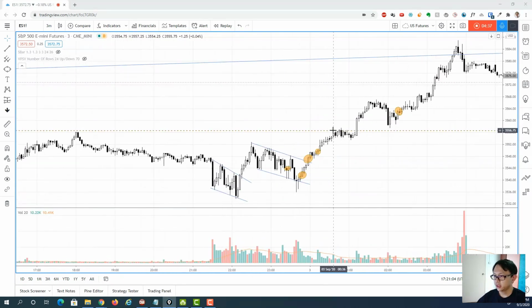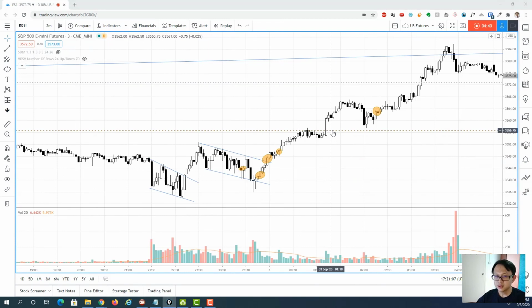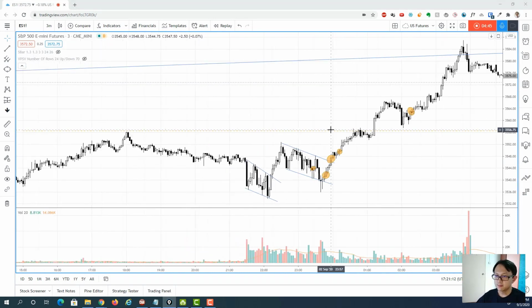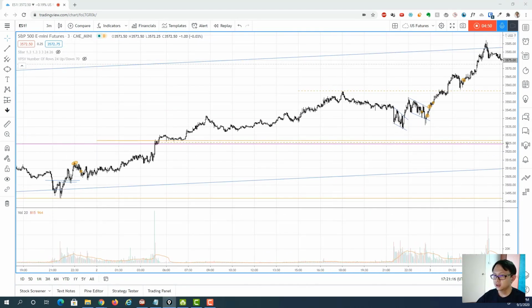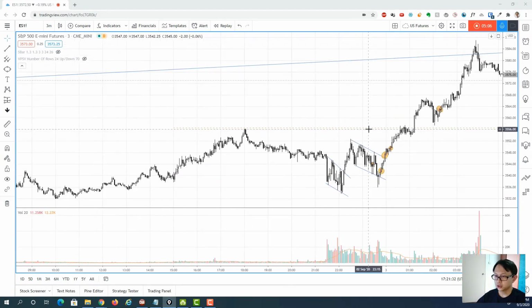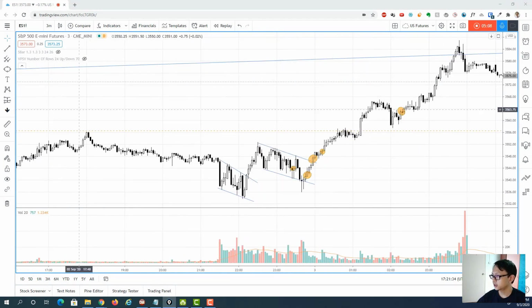You can see that this is the context. And in my video yesterday, I did talk about a potential long scenario at the level at around 35.25. So this is the level that I'm watching. But you can see that obviously it didn't really touch the level that I was anticipating. In fact, it's just about 10 points above, but still there were some kind of structures that can be traded. So let me show you.